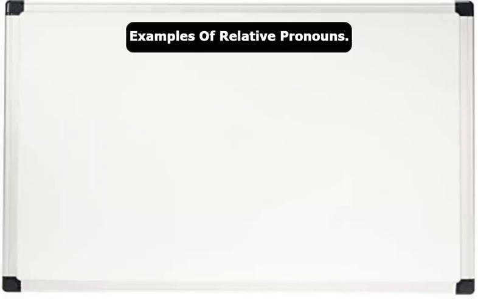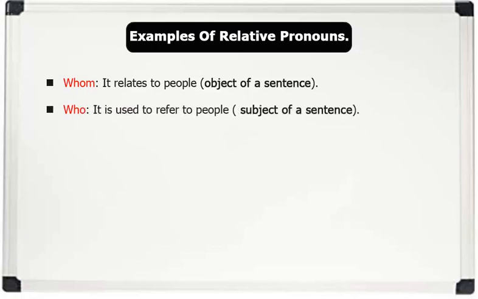Examples of relative pronouns. 1. Whom. It relates to people. It functions as the object of a sentence. 2. Who. It is used to refer to people. It functions as the subject of a sentence.